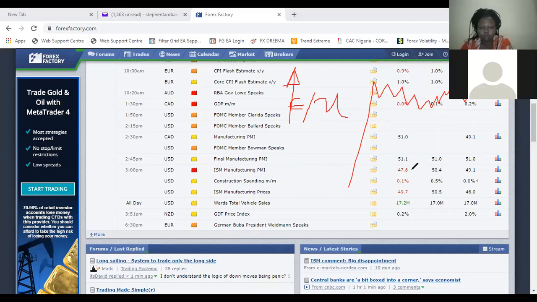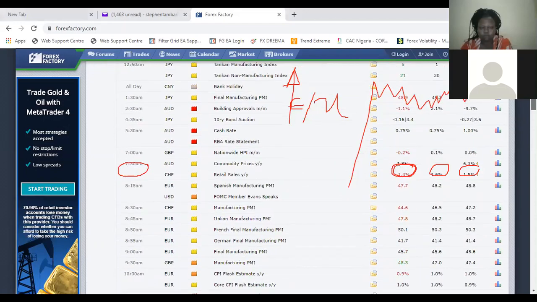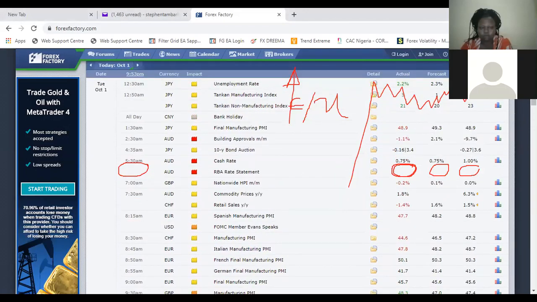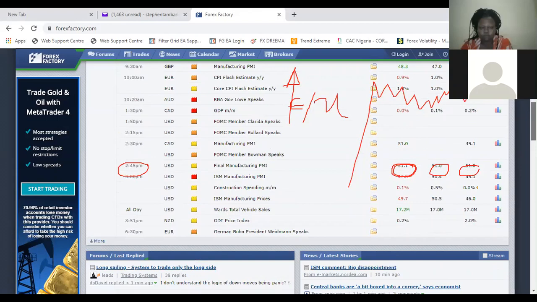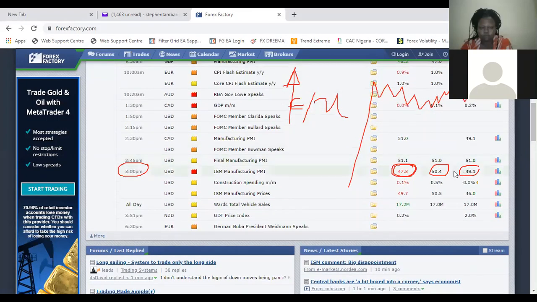Normally the actual will come out only after the news time has passed. If the news time has not been reached, the actual will not be there. So what you normally have is the forecast and the previous. Now let me show you. Look at it, the forecast and the previous. So what does that mean? Before the news time, you will not see the actual.